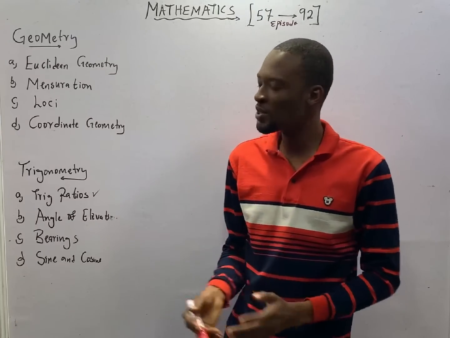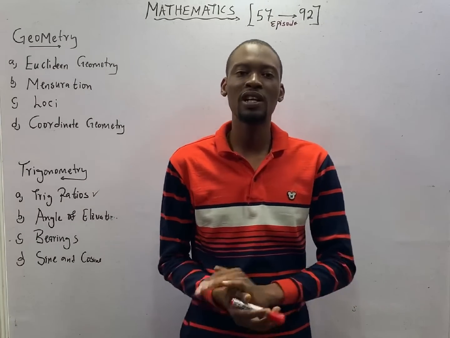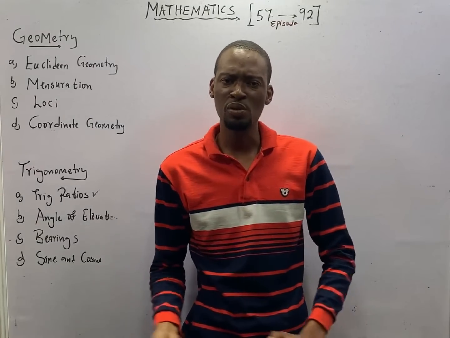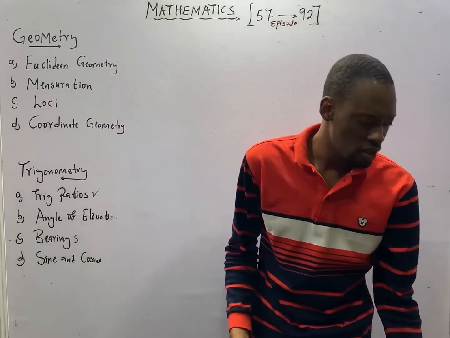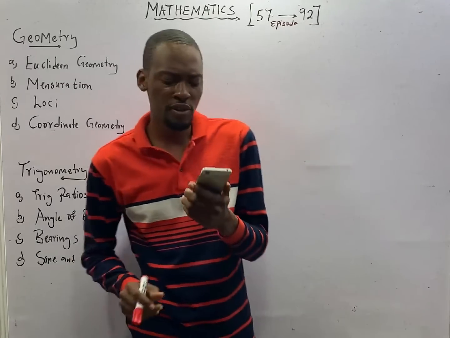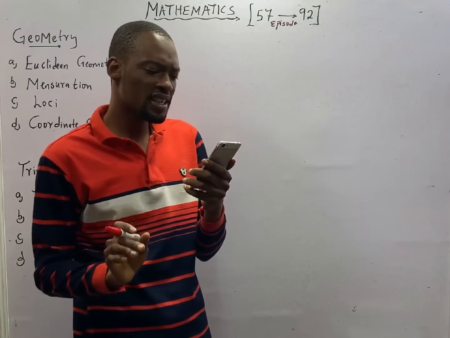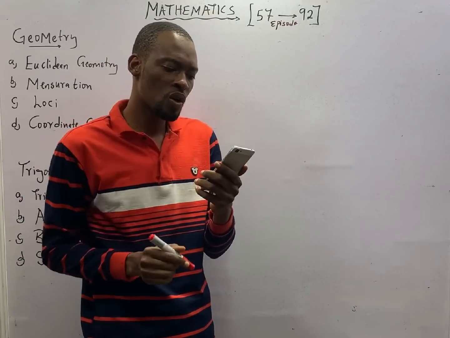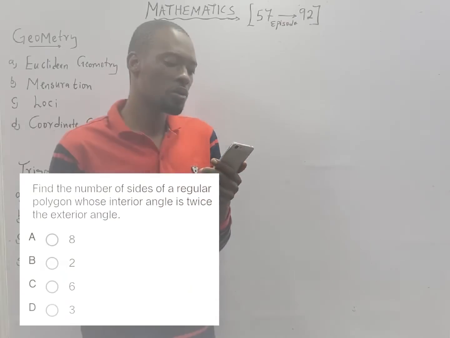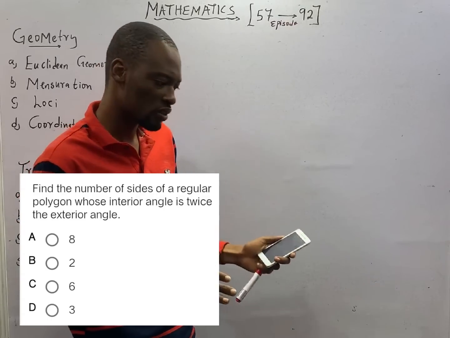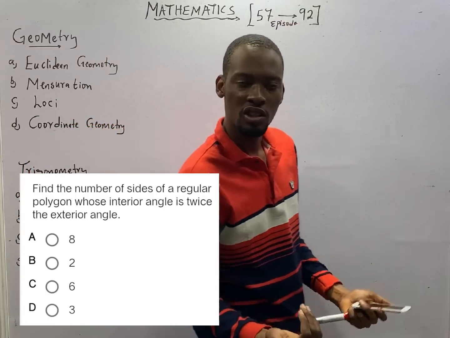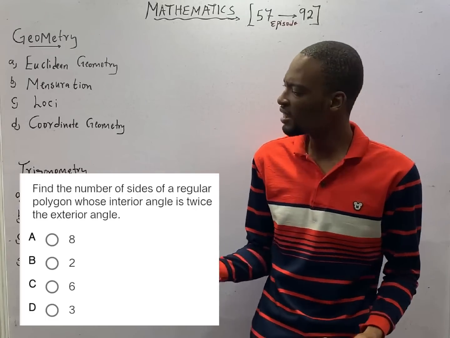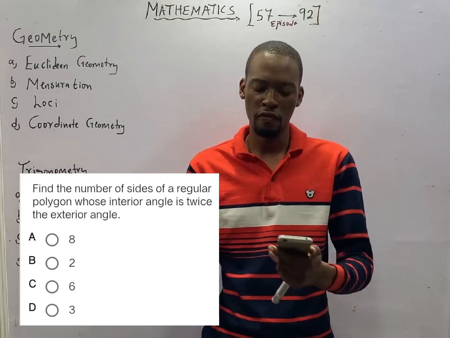This is episode number 65 of the 120 Days to Jamb Mathematics with Flash Isaac. In this episode, we shall be looking at these questions. The first one says, find the number of sides of a regular polygon whose interior angle is twice the exterior angle. Find the number of sides.